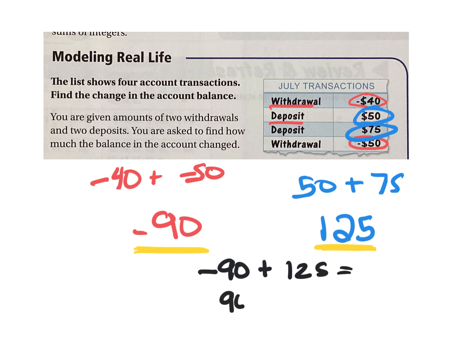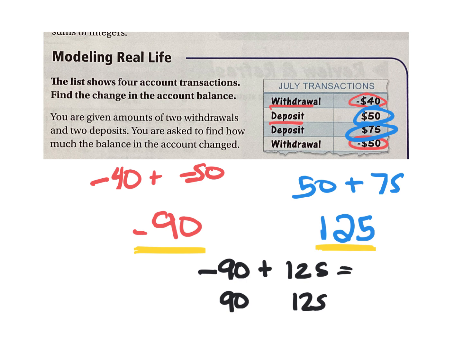Absolute value of -90 is 90. Absolute value of 125. These are different signs, so we have to take away the smaller one. And that leaves us with, it says 125, take away 90. Take away 90 from 125. That leaves me with 35.